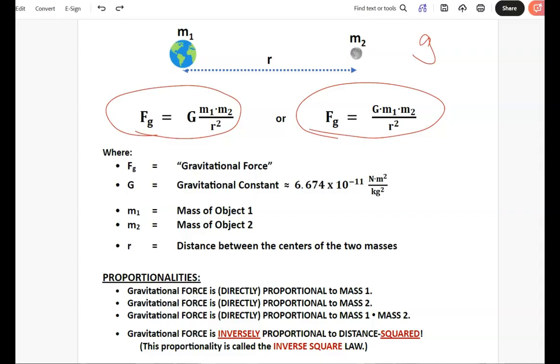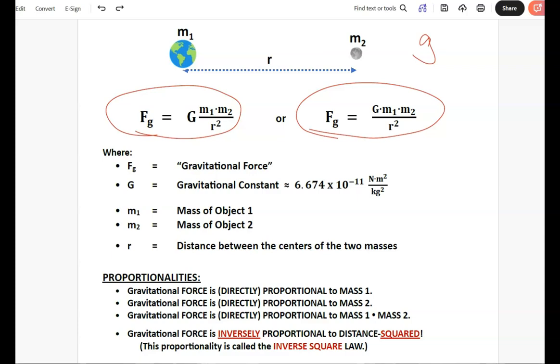And then the other proportionality, which is probably the most famous one of all, is the relationship between the gravitational force and the distance. The gravitational force is inversely proportional. First of all, that means that when one goes up, the other goes down. When one goes down, the other goes up. But it's not that the force is inversely proportional to the distance. It's inversely proportional to the distance squared. And this is actually referred to as the inverse square law.